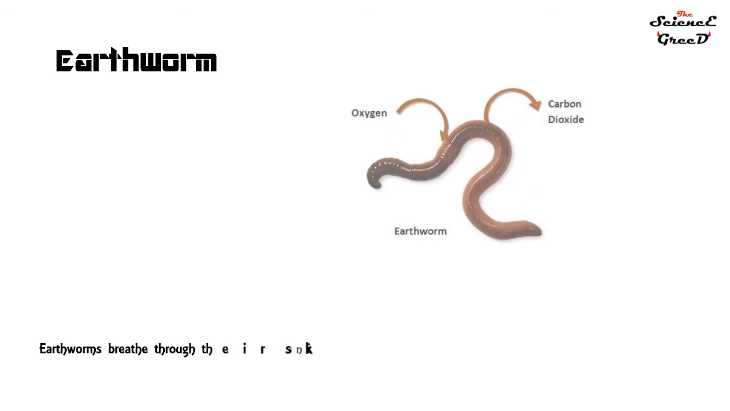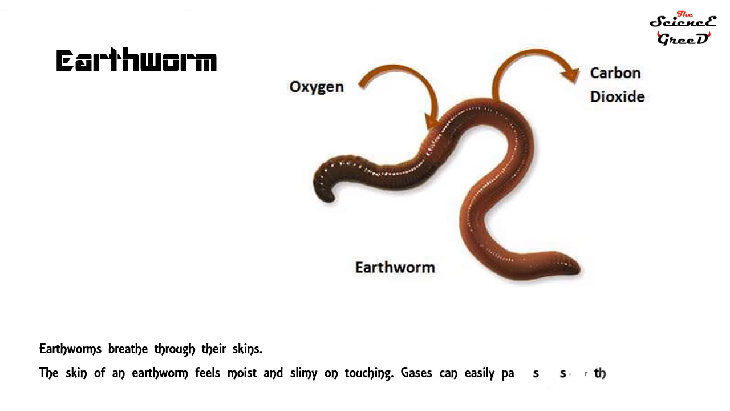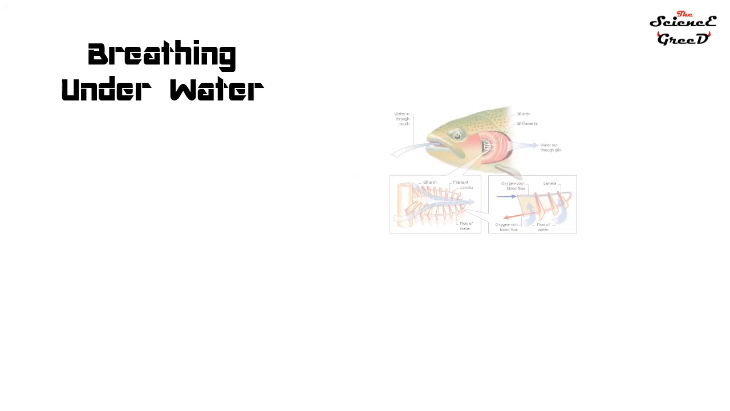Earthworm. Earthworms breathe through their skins. The skin of an earthworm feels moist and slimy on touching. Gases can easily pass through it. Though frogs have a pair of lungs like human beings, they can also breathe through their skin, which is moist and slippery. Can we breathe and survive in water?